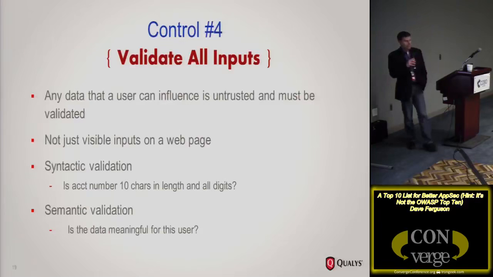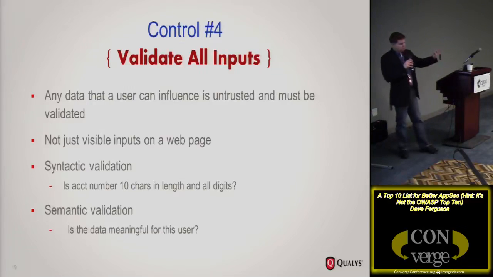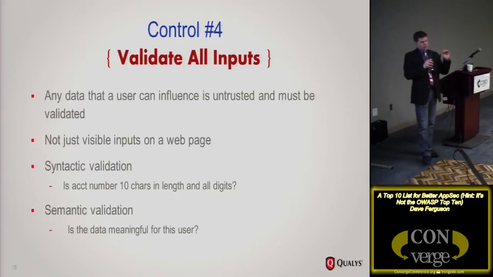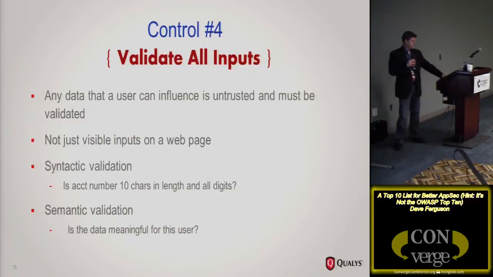There's a concept of syntactic validation, which is essentially, does the format of the data match what I expect? So if it's a 10-digit account number, is the data I receive as input actually 10 digits? That's a syntactic validation. Then there's semantic validation, which asks, is that meaningful for the user? That relates to what I was saying earlier: is the action being requested actually valid for that user? You need to validate that the request is permitted for the object that's being acted upon. That's semantic validation.